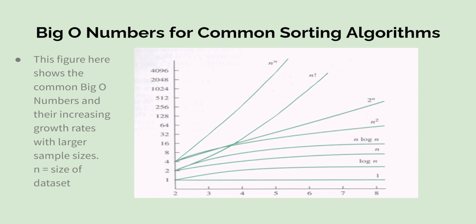This figure shows the common big O numbers and their increasing growth rates with larger sample sizes. Again, just another visual to get an idea of what we were talking about.